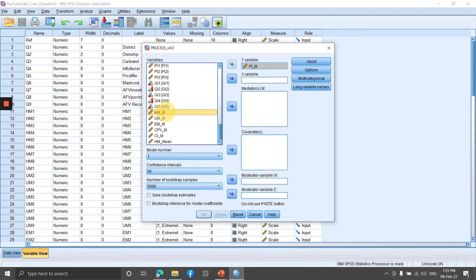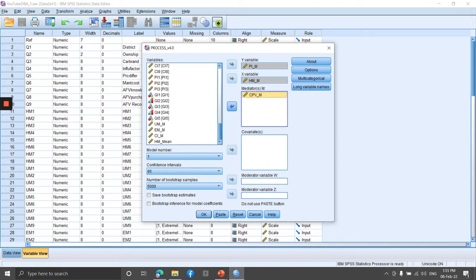My independent variable this time is HM, number 1 variable. As I told you very clearly, I used 8 questions to measure HM, and I summed up all 8 scores and divided by 8, then I got the HM mean, which I will place here. Similarly for CPV, I used 7 questions to measure it, and I got the mean value by dividing by 7, and I will place it here under the mediator box. Right, now that is okay.